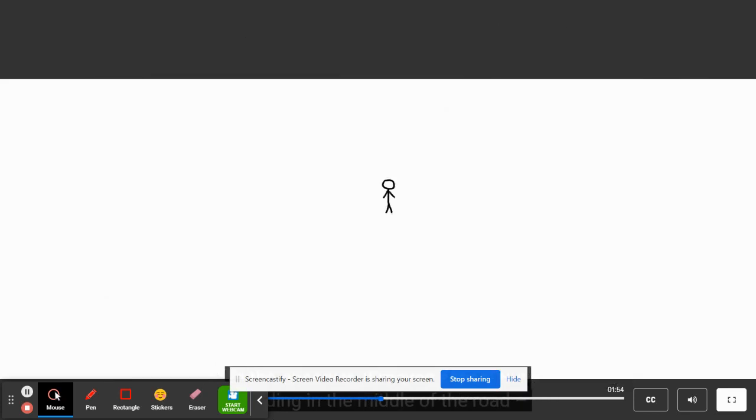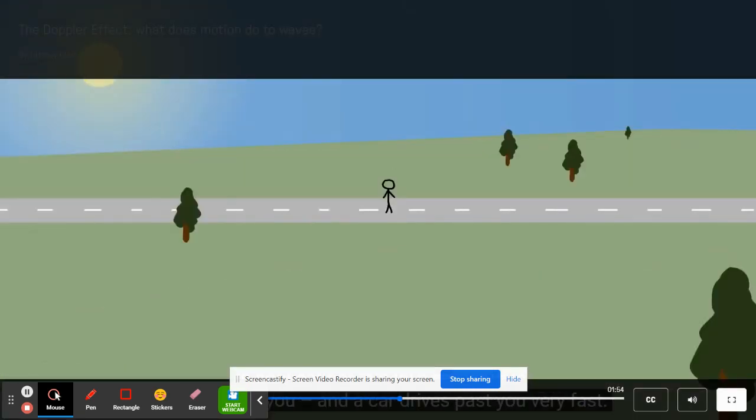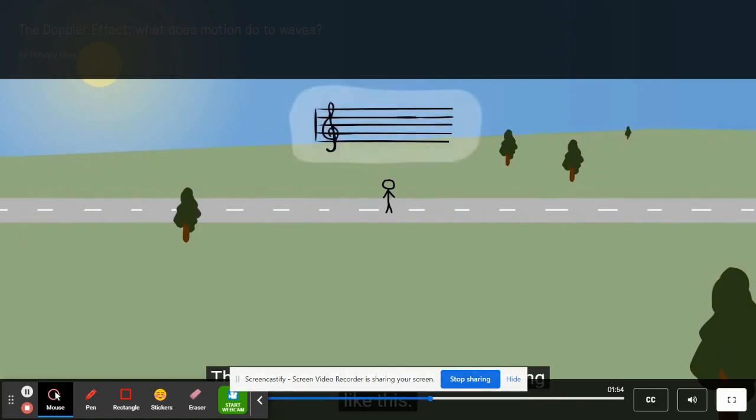So let's say you are standing in the middle of the road. Don't stand in the middle of the road. That's you. And the car drives past you very fast. As it does so, it honks its horn because you're standing in the middle of the road. The horn to you might sound something like this. So it starts at a high pitch and moves to a lower pitch, even though from the driver's perspective, the horn is playing the same pitch the entire time.